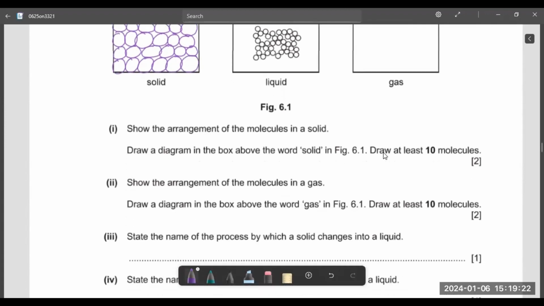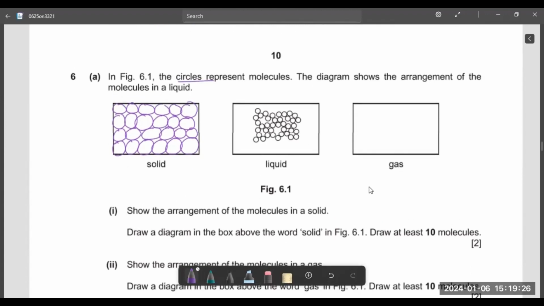Next, we need to draw the arrangement of molecules in gas. There will be large separation in the case of gas molecules. It is not closely packed and the arrangement will be random.